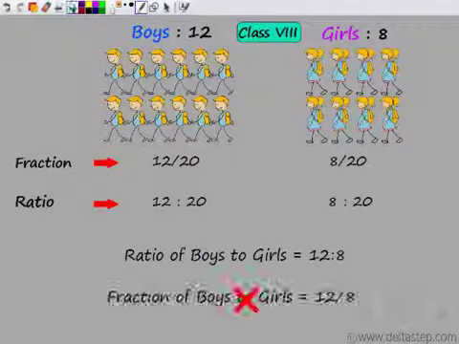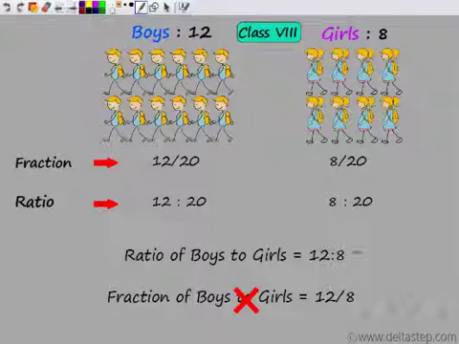So though I can express this ratio as a fraction, which I can write as 12/8, this fraction 12/8 does not make sense in the sense that you cannot read this fraction. Though every ratio can be expressed as a fraction, you cannot read every fraction. So what we see is that a fraction is nothing but a specific case of ratio in which you are comparing only a part to the whole.